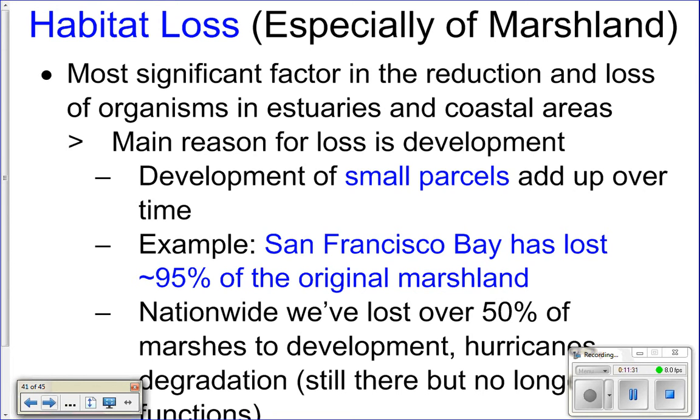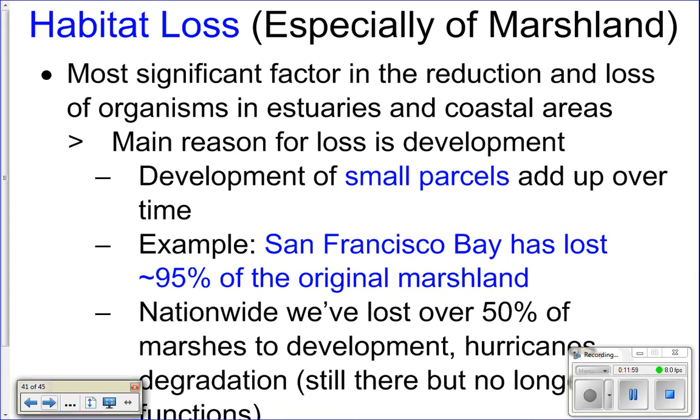What tends to happen is people will take little pieces of marshland at a time, okay, and they'll be like, oh, I'll just use this little piece of marshland to build my house and we'll fill it in and it'll be fine. Well, if everybody does that, then you get lots of marshland that eventually gets used up and taken away and destroyed over time. So this has happened in many different places throughout the United States.